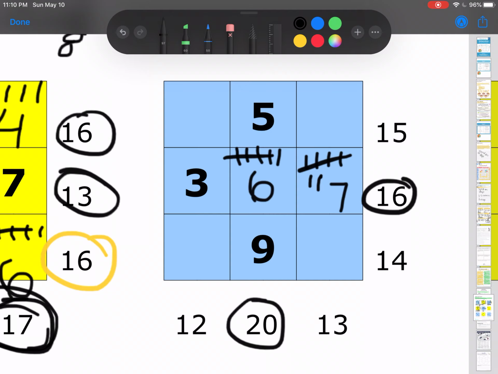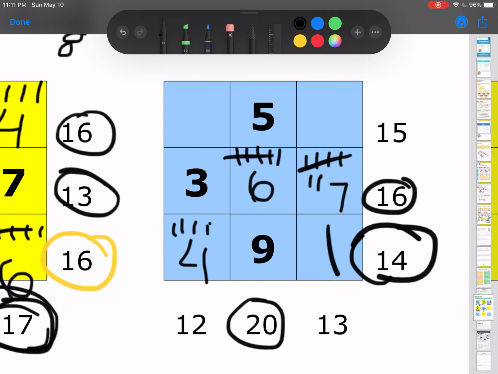Alright, and let's see. I'm going to put a 1 here. So 9 plus 1, I'm just going to start with random numbers. I put it near the 7 and 9 because I know that those are higher numbers. So 9 plus 1 is 10, 11, 12, 13, 14. I need to get to 14 here. So I put a 4 here.